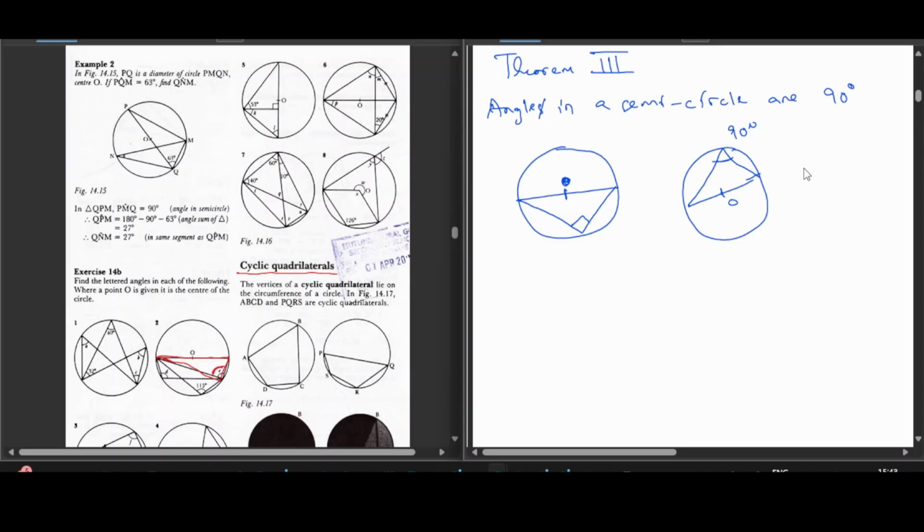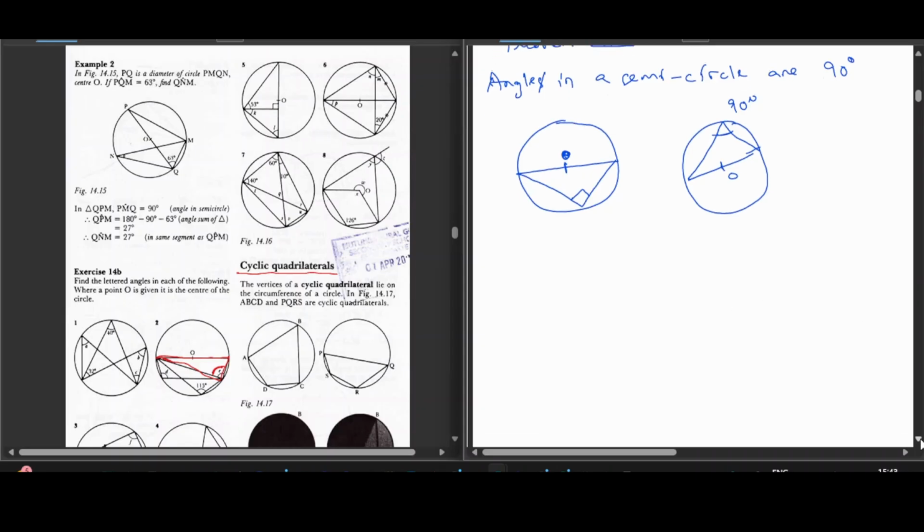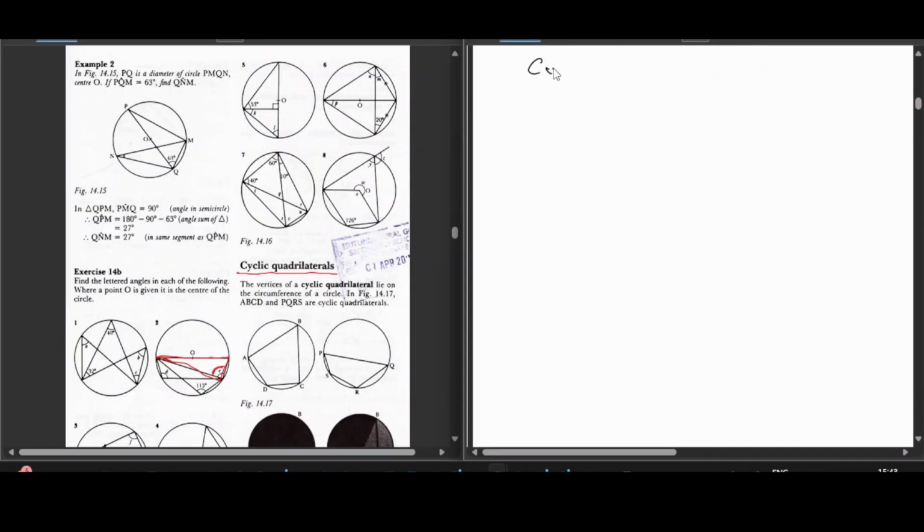We are now going to look at cyclic quadrilaterals. So cyclic quadrilaterals are important. I cannot begin to emphasize how important they are. So let us begin to break down this term so that we can understand what they are.